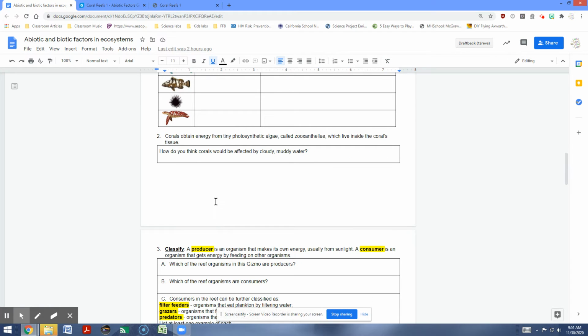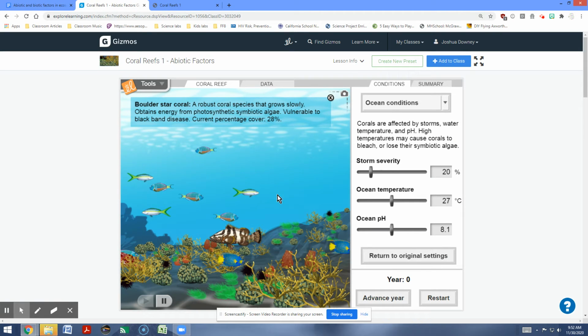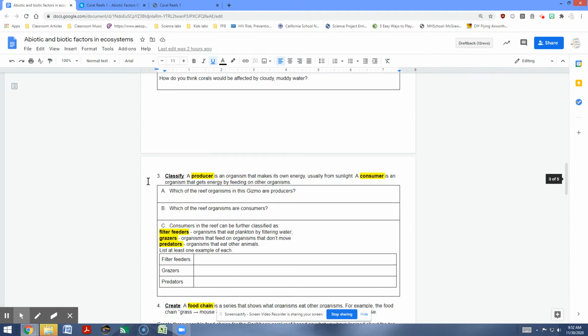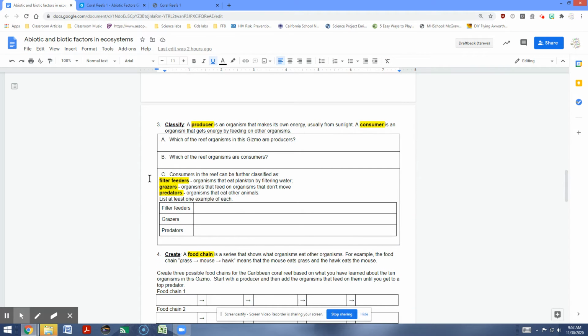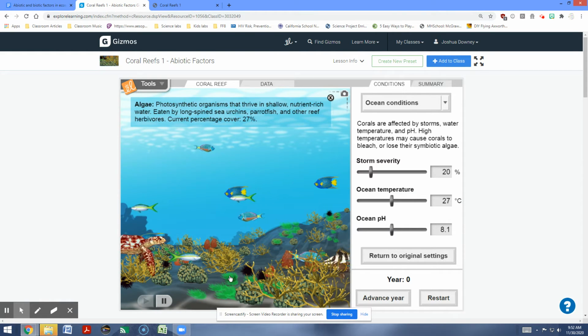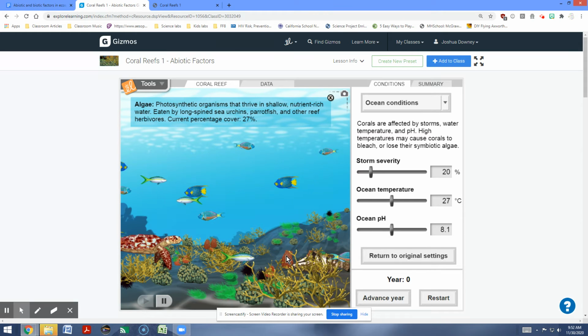Activity B, how do you think corals would be affected by cloudy, muddy water? So if it were suddenly to become cloudy, how do you think that would affect all the coral in there? Classify. Which of the reef organisms in this gizmo are producers? So you'd look for the things in here that are producers. Now you'll know that there are producers because a producer has something to do with algae, something to do with photosynthesis.